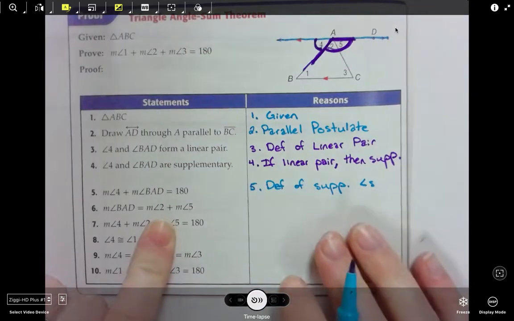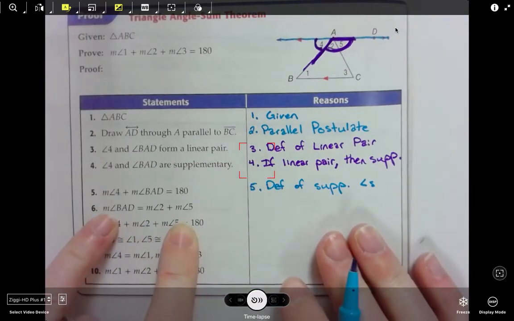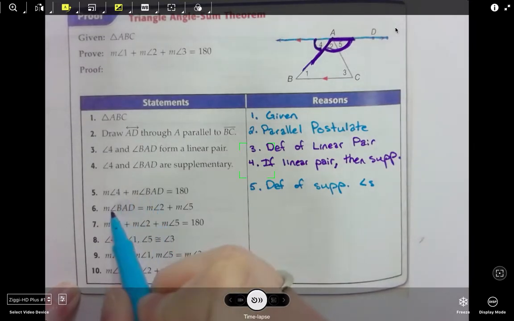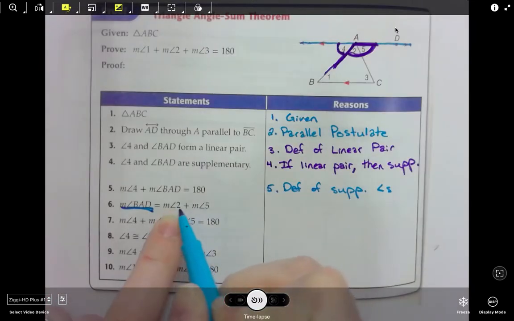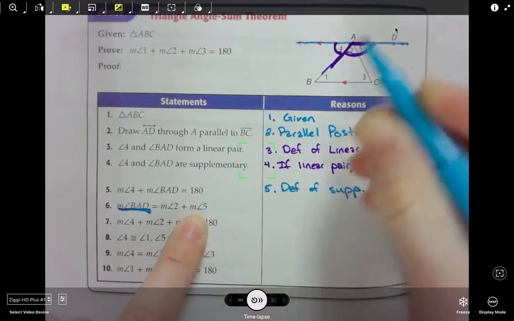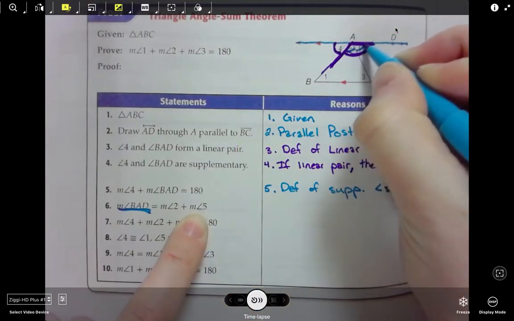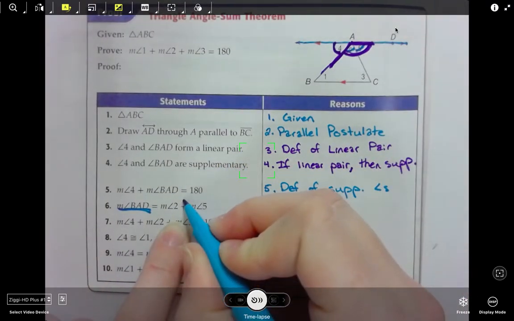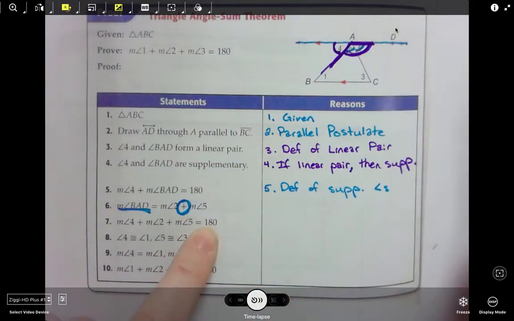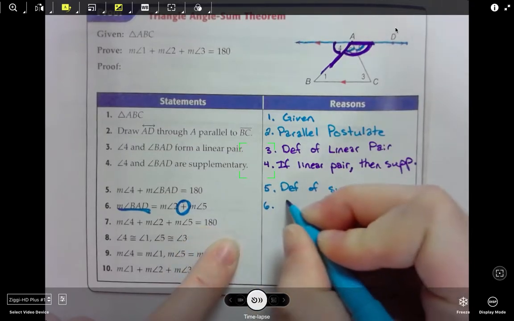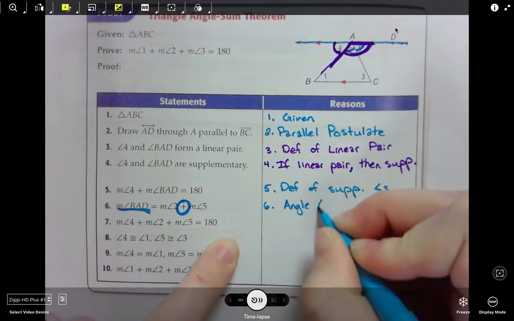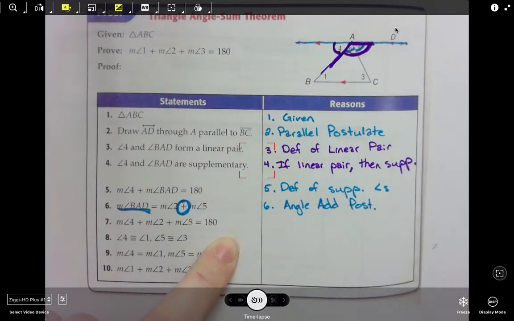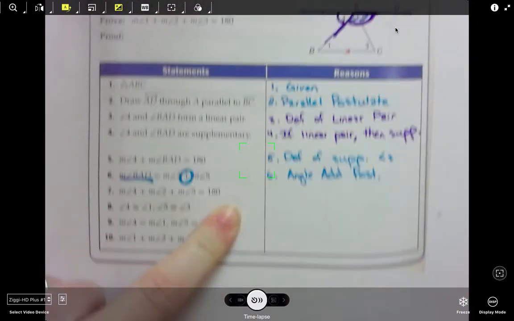Okay. All right, now they've gone ahead and they've said, well, angle BAD, the BAD that we were talking about up here, angle BAD is made up of angle 2 plus angle 5. Those two angles make up BAD. Okay, and what we're doing here is we're adding two angles together. That is the angle addition postulate. I don't know what number that was, but we're just going to call it angle addition postulate. All right. If you look on your purple sheet, you can find it.